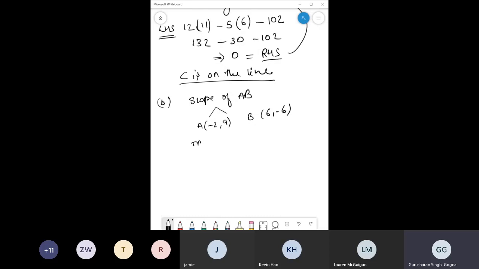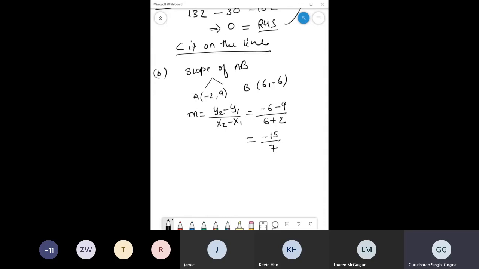Okay. So you apply the slope formula, y2 minus y1 over x2 minus x1. So it will give you minus 6 minus 9 over 6 plus 2. Okay, little algebra there. So 6 plus 2 because this is minus 2. So minus minus becomes plus. So what you will get? Minus 15 over 7. That's the slope of line AB. And then they said, hence find tan of angle ABC as a fraction.